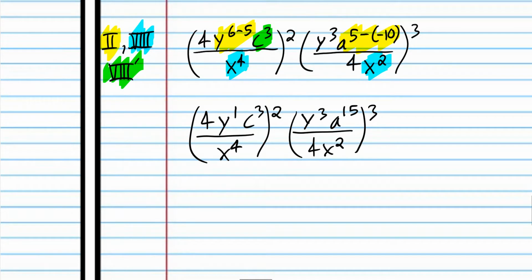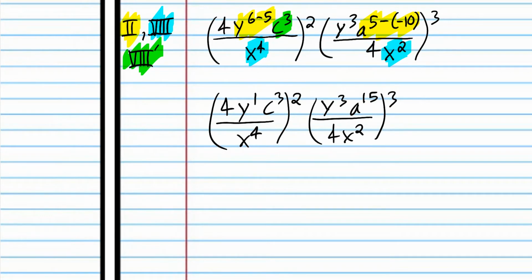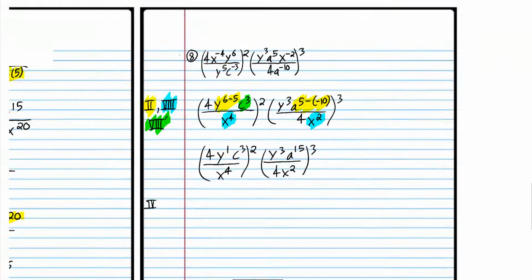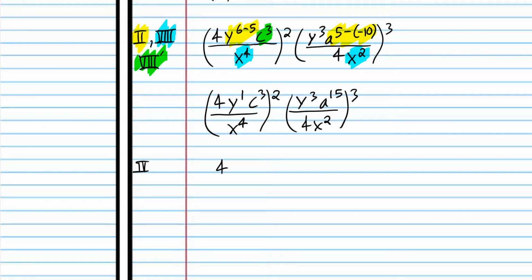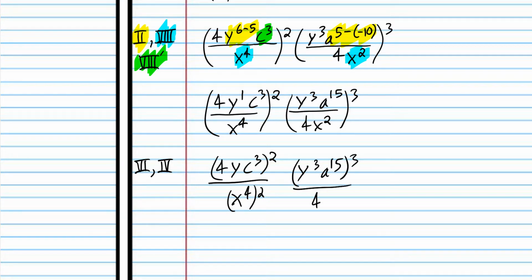So go back and check, make sure everything's correct. And now it looks like we're going to be using rule number 4. We're going to take the numerator, and actually I can use rule number 6 also. I'm going to use rule number 6 first. We're going to change that y to the 1 power to just y. We don't really have to, but I might as well. So 4y c to the third power raised to the second, all over x to the fourth raised to the second. And over here we're going to use rule number 4 also, because we have fractions raised to powers.